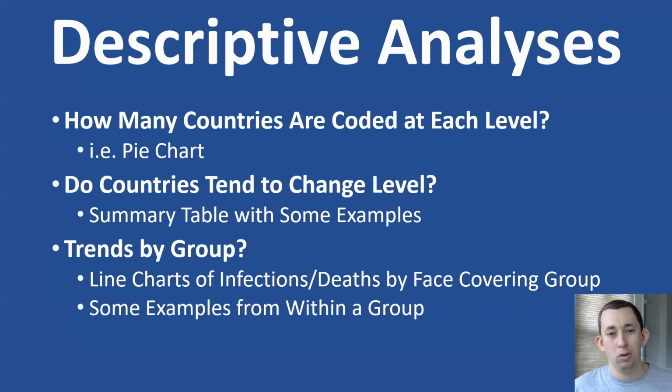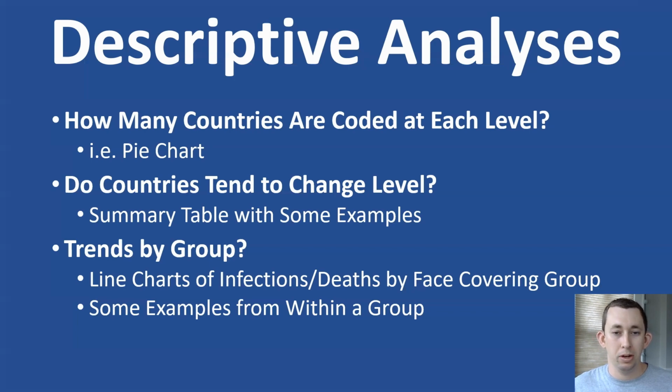For example, I might want to know, of all the countries in the world, what is the strongest level of a mask mandate they reached? So I might take each country and assign them a maximum score and put it in a pie chart and see the global breakdown of facial mask policies. I might also think about how countries tend to change their facial mask policies over time. It might be useful to show a couple of examples of that and maybe compare it to that country's infections and deaths over time. Finally, we might get more towards what we're trying to answer.